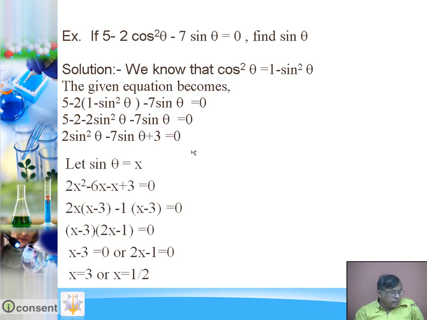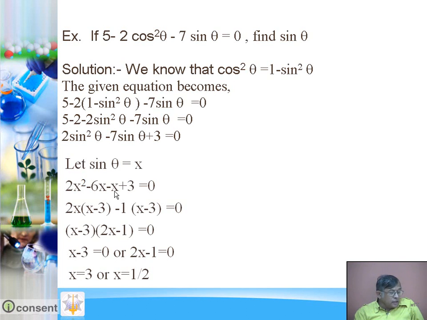We know how to factorize a quadratic equation. So here 2 into 3 means 6. Now factors of 6 can be minus 6 and minus 1, because minus 6 into minus 1 is plus 6, and minus 1 plus minus 6 is minus 7. So we can split up this minus 7 as minus 6 and minus 1.